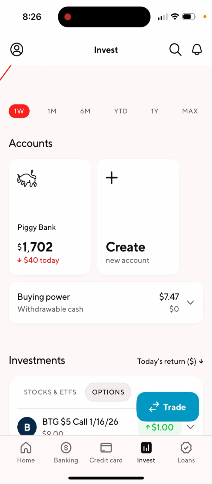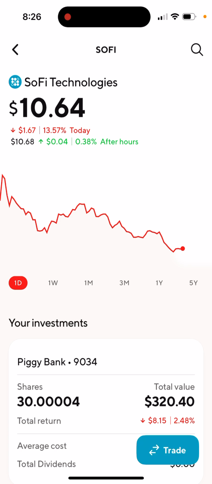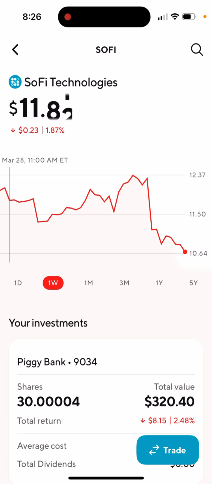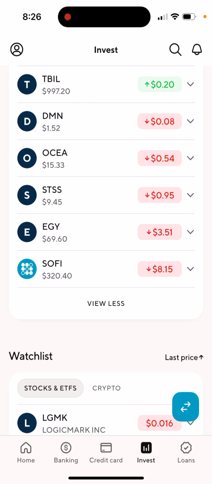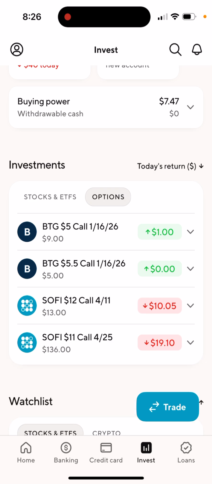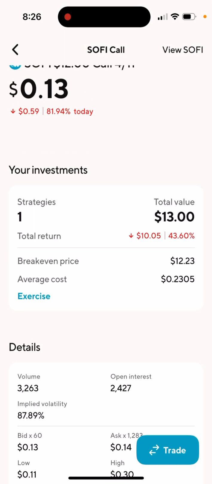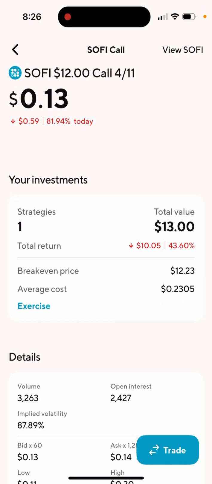So SoFi is in what I'd like to call a super dip right now. The price was 10.64 at market closing, and then after hours it's at 10.68. Now, usually, if you're watching SoFi, the regular price is between $11 and $12, right? So what I did was I went to options and I made a $12 call, right, for $4.11 just in case. It was a $20 call, and I just wanted to do it just to see.